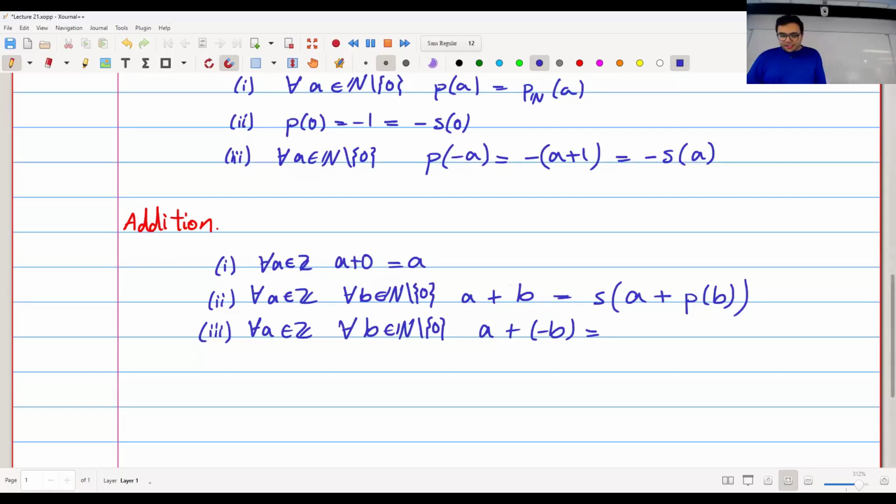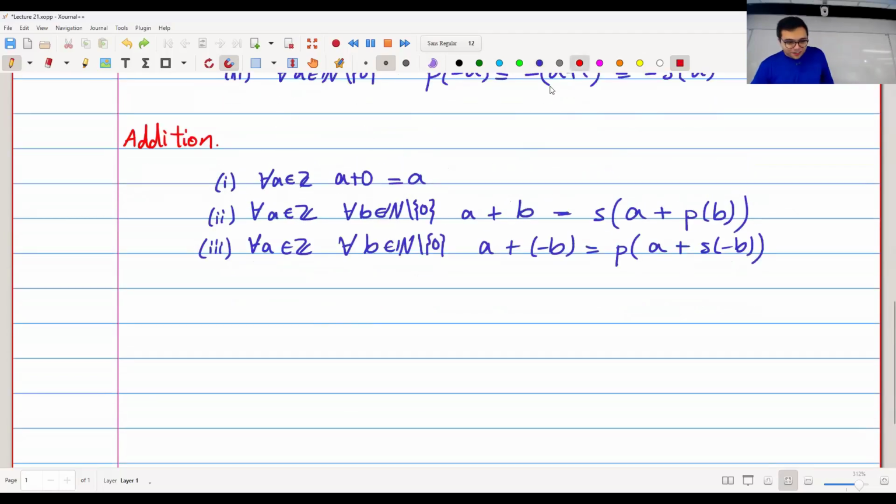So what is this? A plus minus B. I can do like this. I can say this is the predecessor of A plus successor of minus B. So basically now I have two different rules, but at the end of the day, the idea is that if you want to find A plus B, try to change it little by little so that B becomes 0. And of course, if B is positive, you have to decrease B. And if B is negative, you have to increase B. Okay. So this is addition.